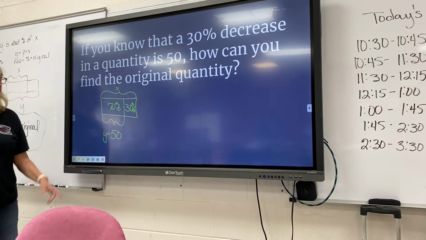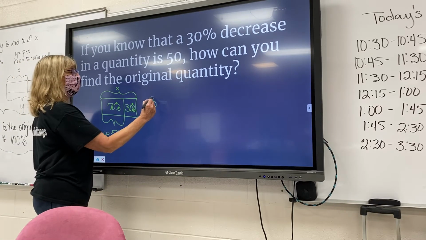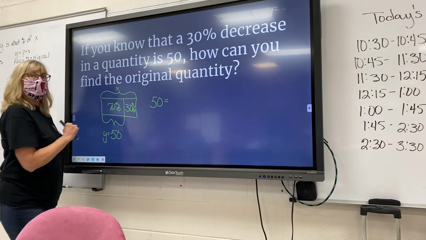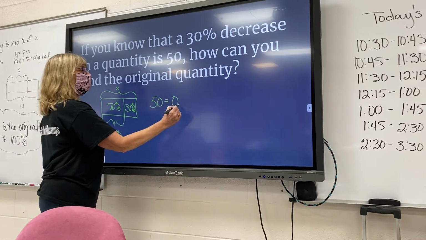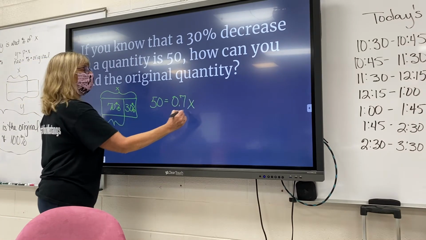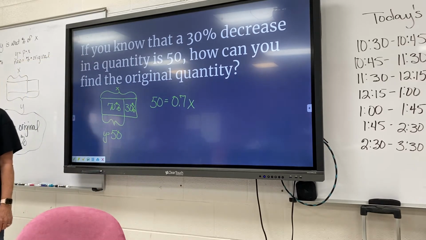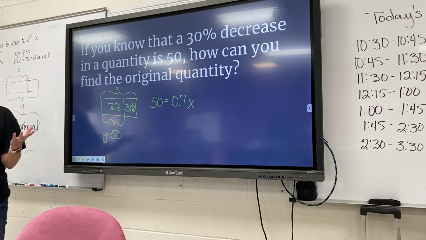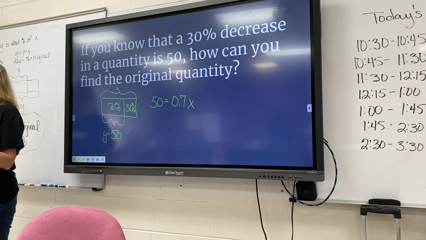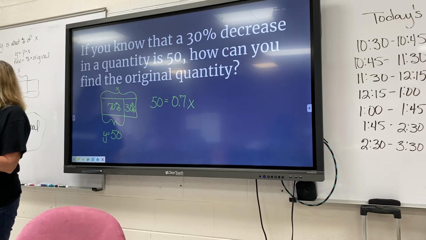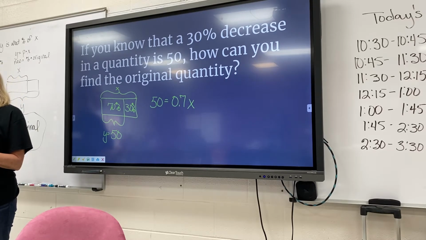Just like before, Y is what percent of X? So what are we going to do to both sides? Divide by 0.7. Okay, makes sense? So like I said, you just have to figure out what's the original 100%, what's the Y, what are the numbers, where did they go?